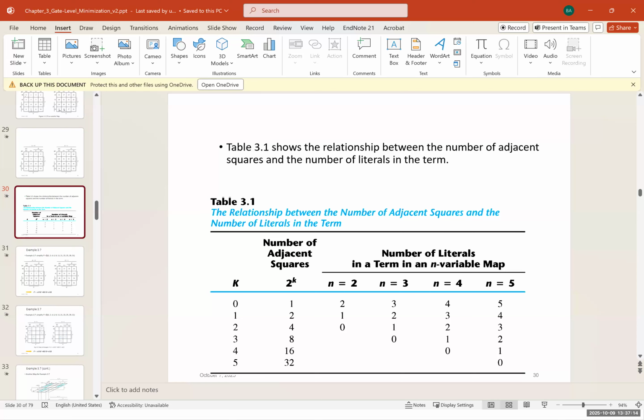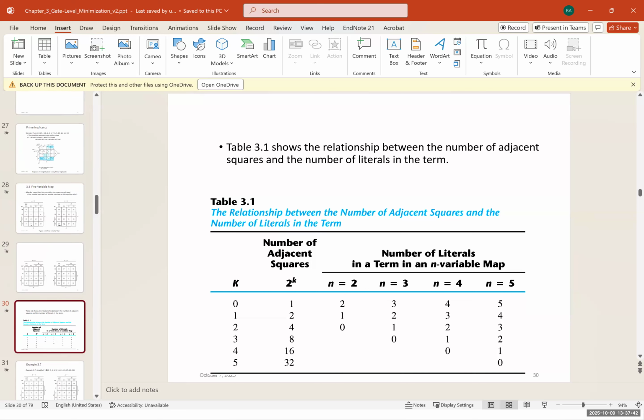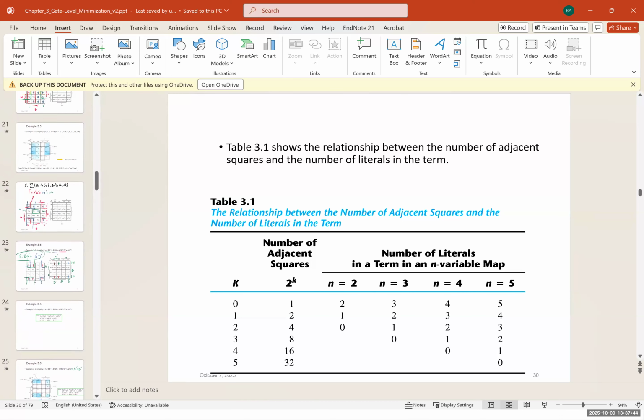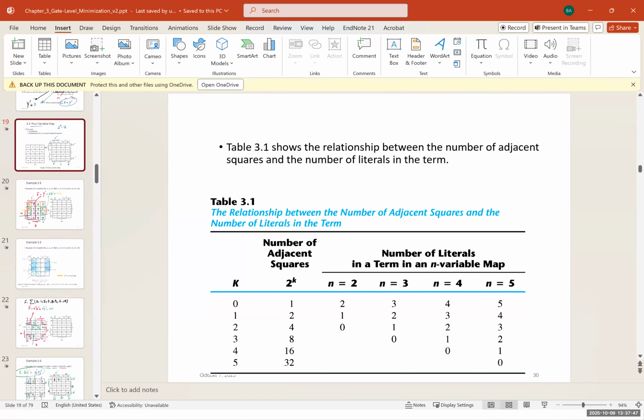And as I mentioned in the previous class, in a 4 variable system, if I have 8 squares adjacent, I would have only 1 variable. If I have 4, I would have 2 variables. If I have 2, I would have 3 variables. If I have 1, I would have all 4 variables. Let me go back and give you an example.